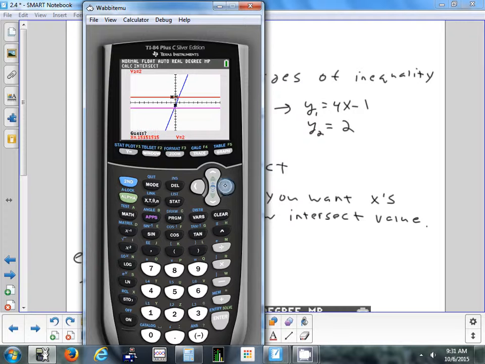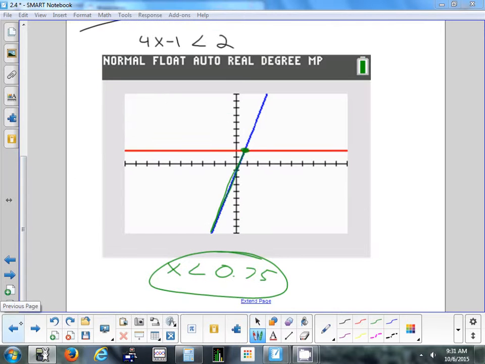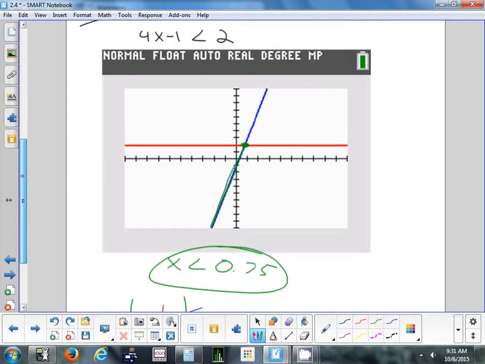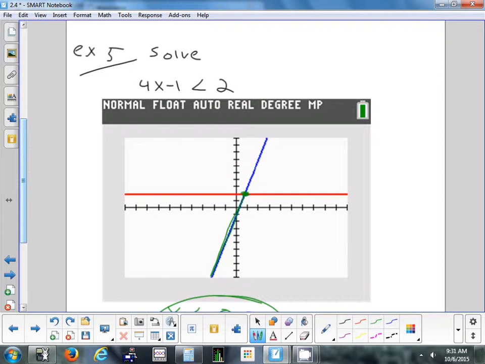And then the guess, for this one, isn't really important because there's only one intersection between the blue and the red. But let's say you had something like this: here's your blue line, and here's a green line. Now if I was doing an intersect, whichever guess I was closer to, it would give me that intersection point. I'd have to put the guess closer to the one that I want. Any other questions on that?